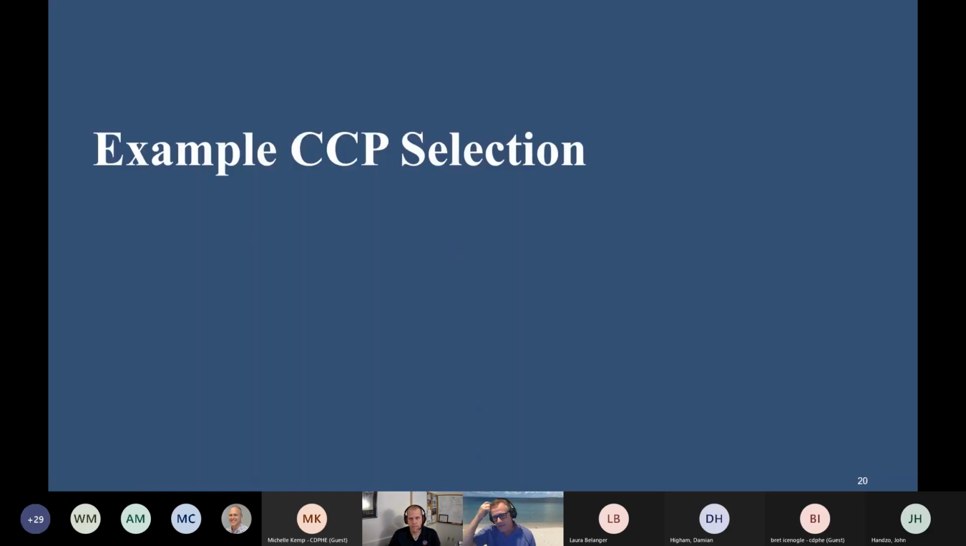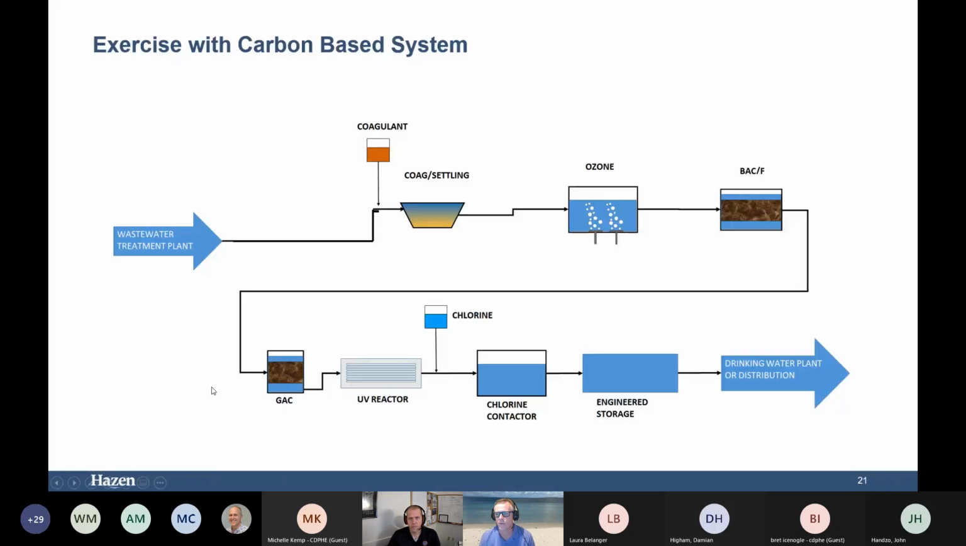So for the last 10 minutes here, or even faster if I can go through this quickly, I wanted to walk through an example of critical control point selection for a non-membrane treatment facility. So a carbon-based treatment facility. And this is based on work that we also went through on the 1303 report. I've just got a simple example here of a floc, SED, ozone, BAC or BAF, GAC, UV reactor, and chlorine. In this case, it's set up for direct potable reuse.